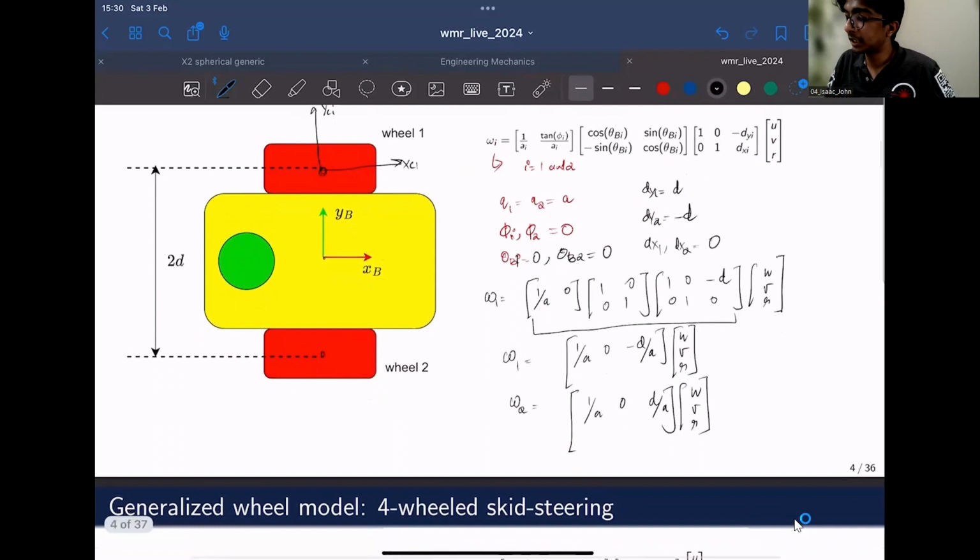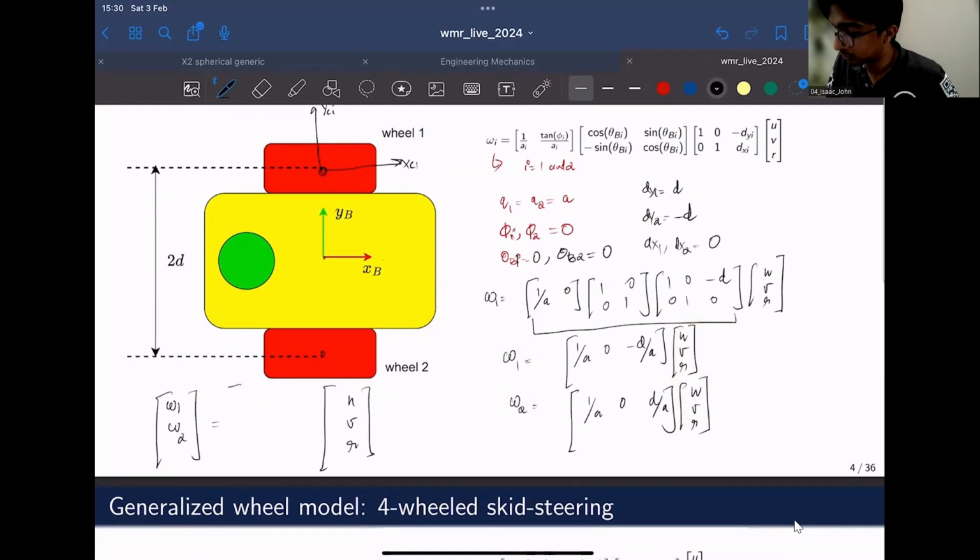So you can basically write everything in vector-matrix form. Omega 1 and omega 2 can be written as a vector. UVR can also be written as a vector. So as a result, it'll be something like this: omega 1, omega 2 should be mapped to UVR. So how do we do that? That will be 1 by a, 0, minus d by a, 1 by a, 0, then v by a.